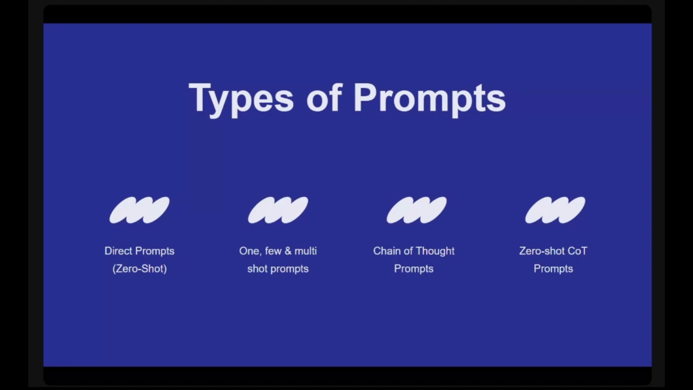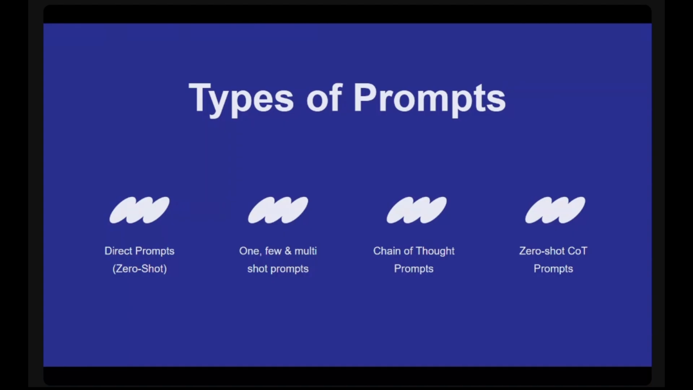Then we have one, few, and multi-shot prompts. It means you give the AI model some examples, some outputs that you have in your mind, or that you might have seen somewhere that you liked. You give those snapshots or screenshots to the AI model, maybe one or two or many. These are called one, few, and multi-shot prompts.